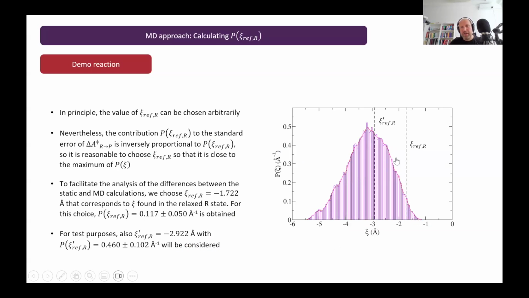So the red line here corresponds to KDE. Blue, this is histogram approximation. You see, qualitatively the results are the same.